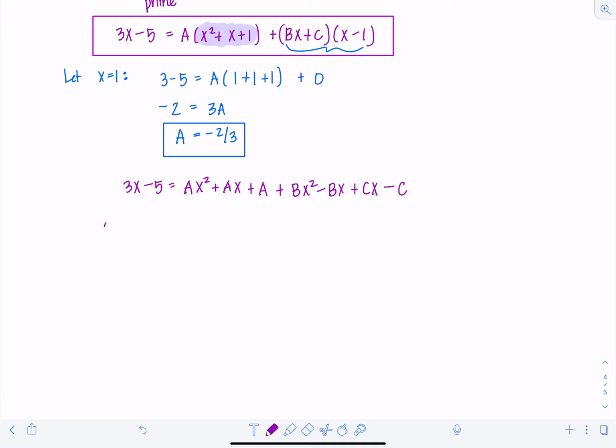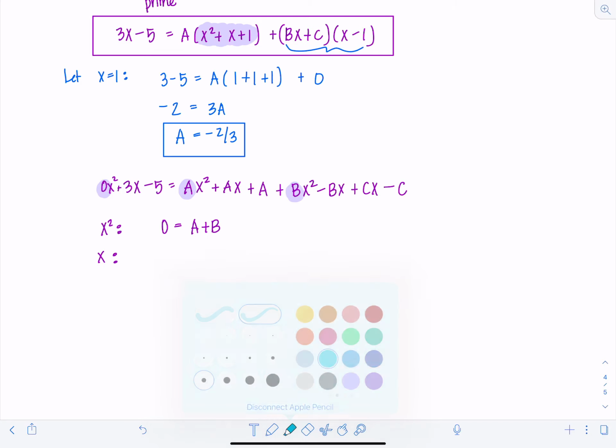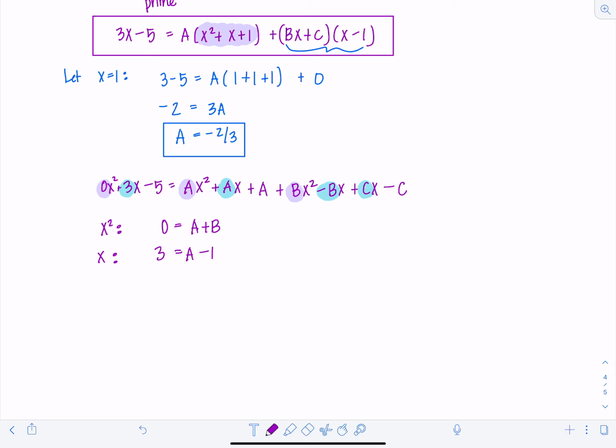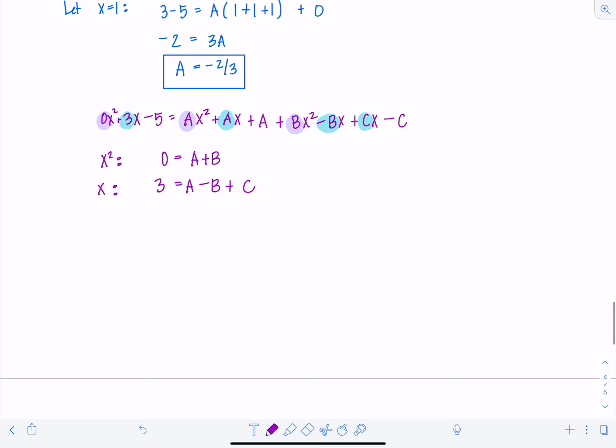Okay, so let's make an equation for all the x squared terms. Well, I don't see an x squared on the left. Basically, it's 0x squared. So 0 must equal A plus B. Now let's make an equation for the linear terms, okay? So 3 must equal A minus B plus C. And then what about the constant term?